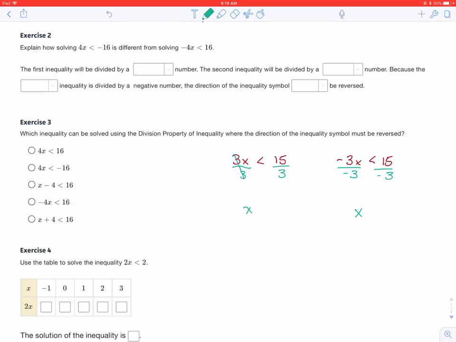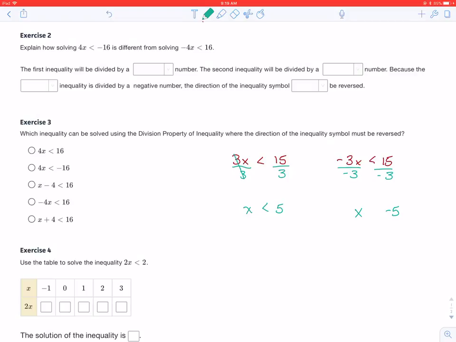And then on the right side, 15 divided by 3, that is going to equal 5. And because I divided by a positive number in this first inequality, I'm going to keep the sign the same, because this started off as a positive number and is still a positive number. But on the other side, 15 divided by negative 3, that's going to be a negative 5. And then negative 3 divided by negative 3, that's the 1 that we're looking for.